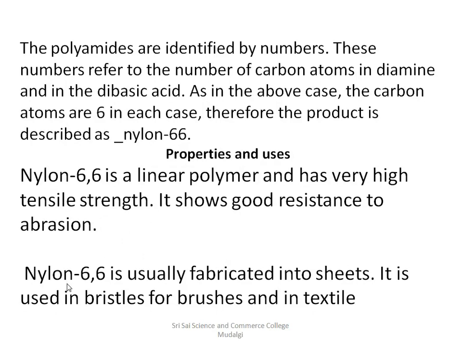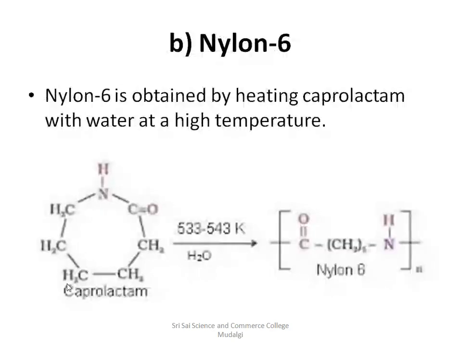So this is a very important type of example for your examination. Nylon 6,6 is an example for polyamide. In polyamide, what type of polymer is this? Condensation polymer, right? So remember this a little, right? Then we go for the second type of polyamide called as nylon 6, right?